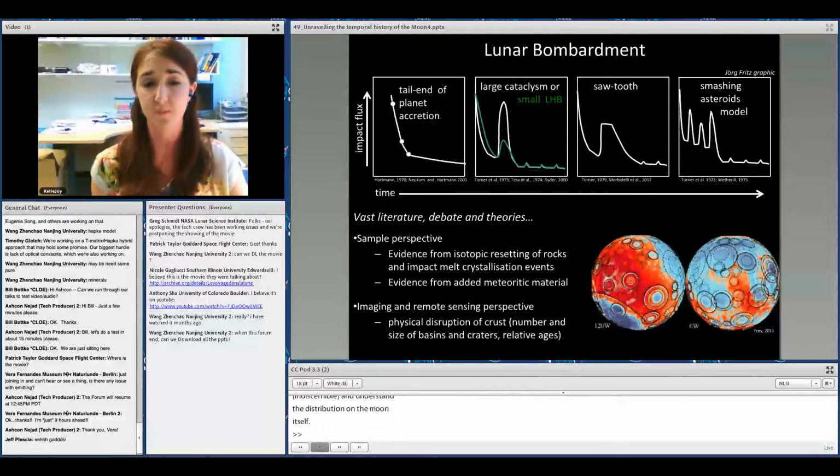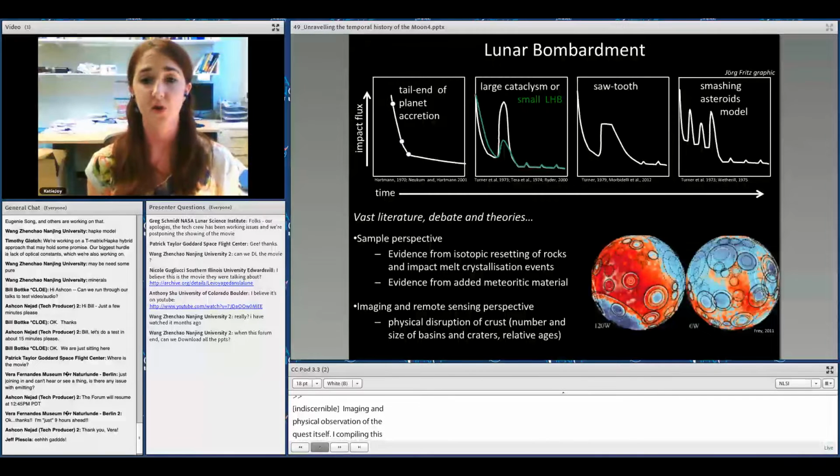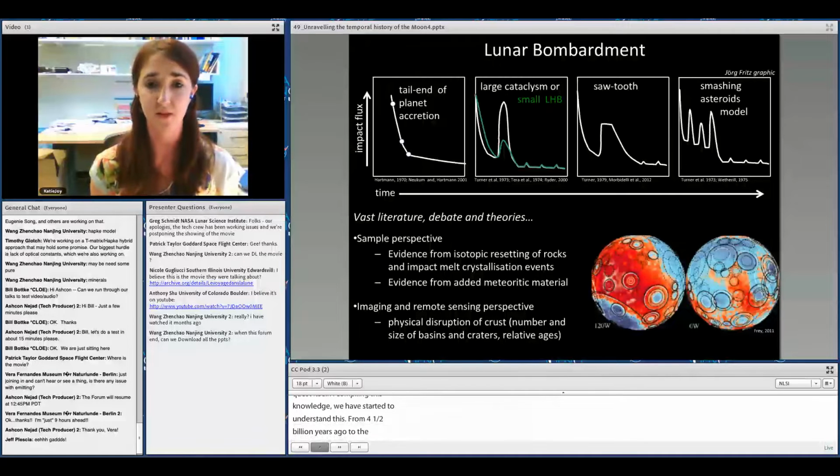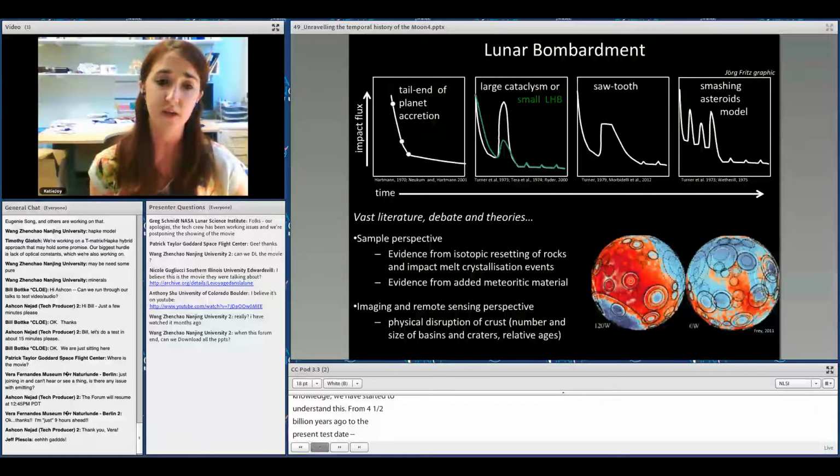So it's by combining this knowledge that we've started to understand the cratering rate back through time, back from 4.5 billion years ago to the present day. And the diagrams at the top show a range of different impact bombardment models that we have and that are currently being tested by the types of evidence that we're collecting. And these models range from understanding that the impact flux of the lunar surface was controlled by the debris left over from the planetary accretion itself.